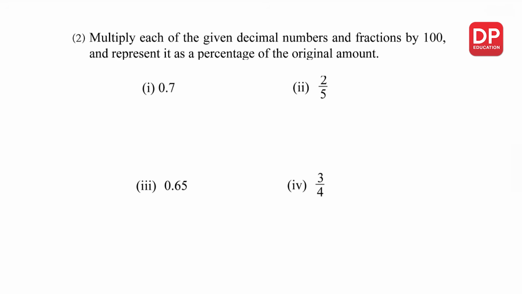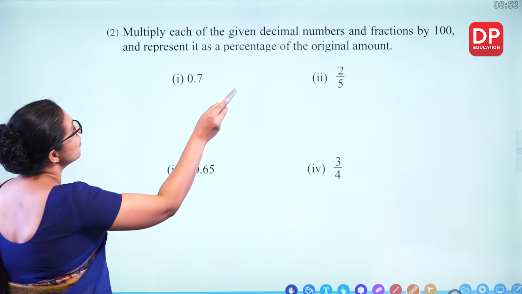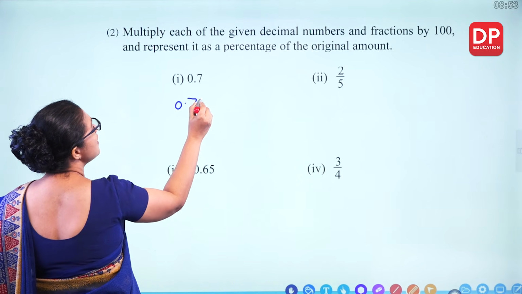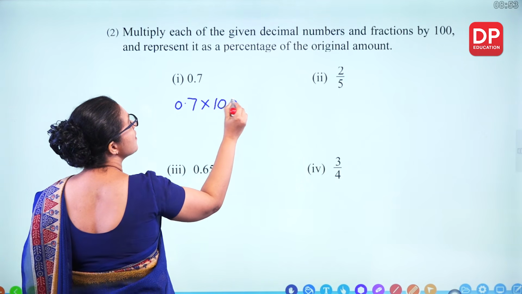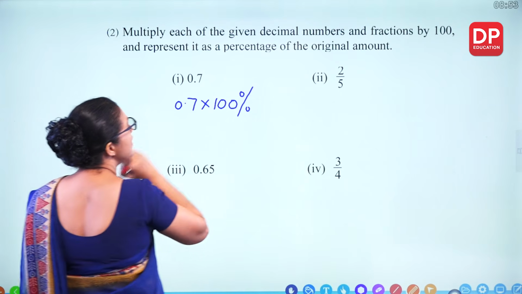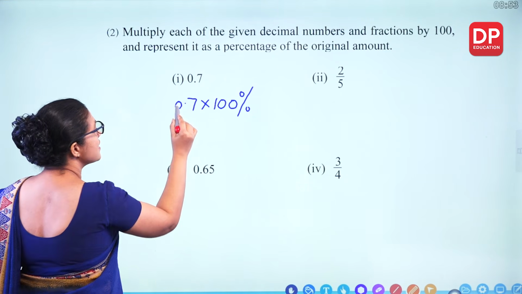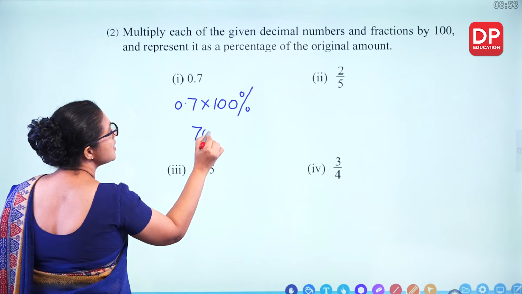Question number 2. Multiply each of the given decimal numbers and fractions by 100 and represent it as a percentage of the original amount. So, multiply by 100. So, 0.7 multiply by 100. So, put the percentage sign. That means move the decimal place 2 places to the right. So, you get 70%.